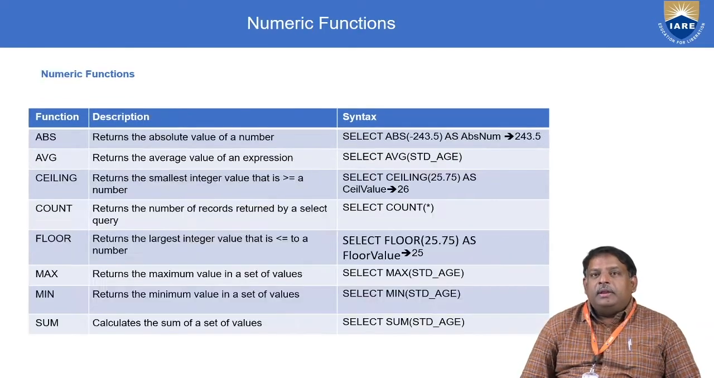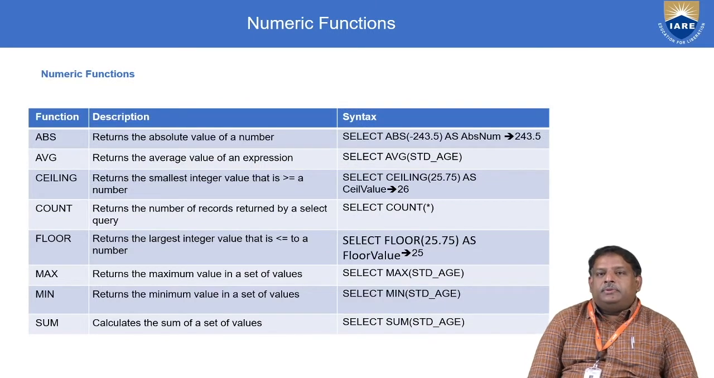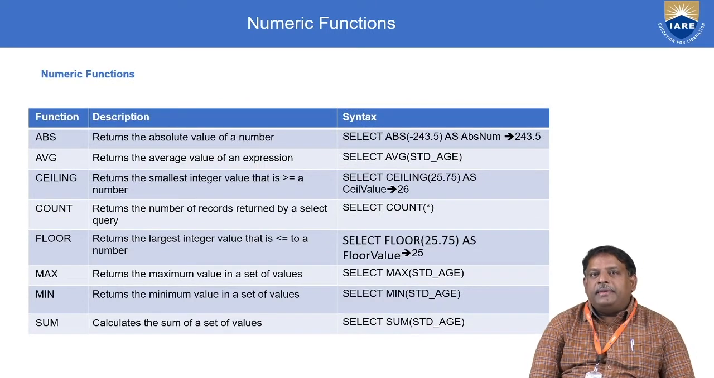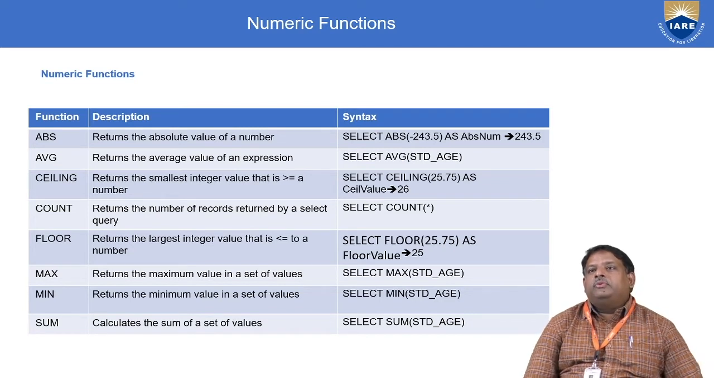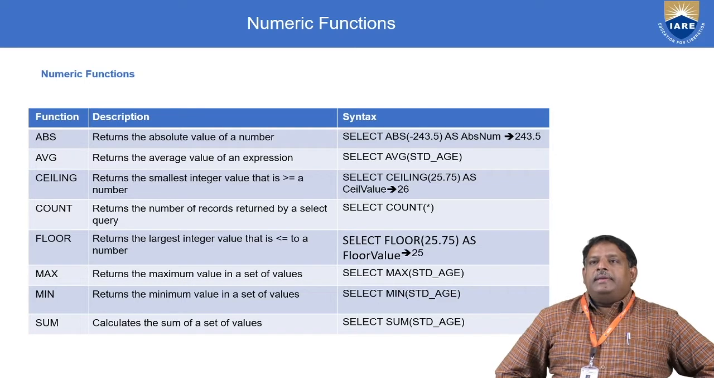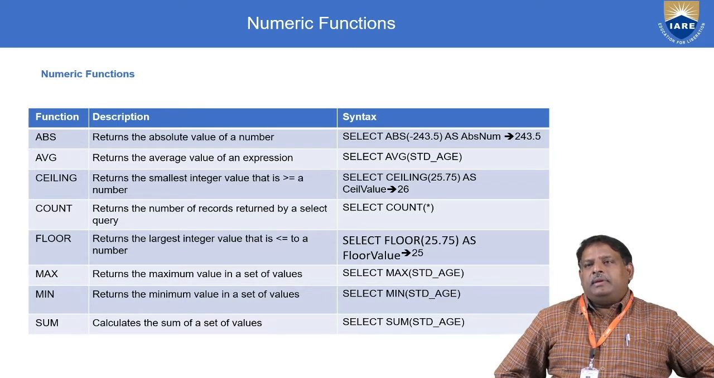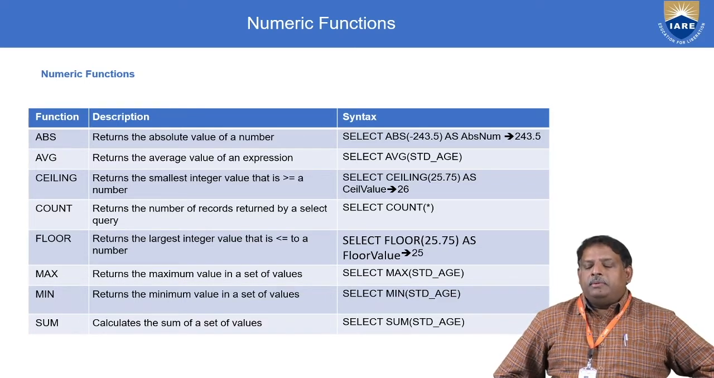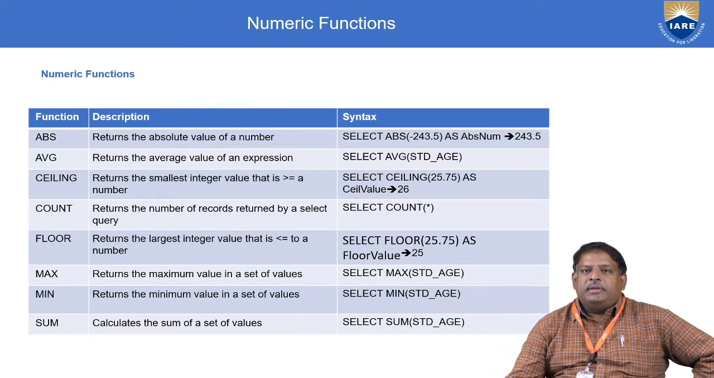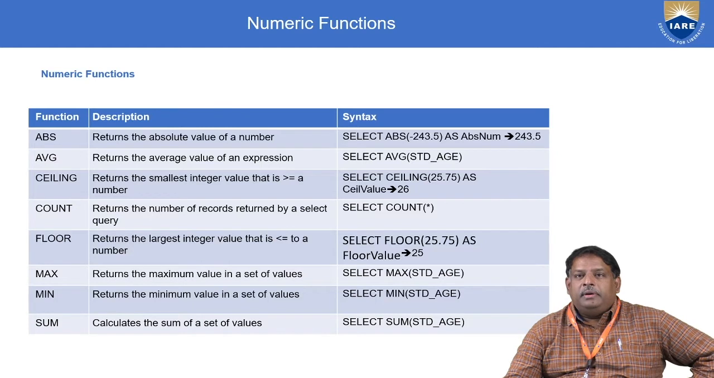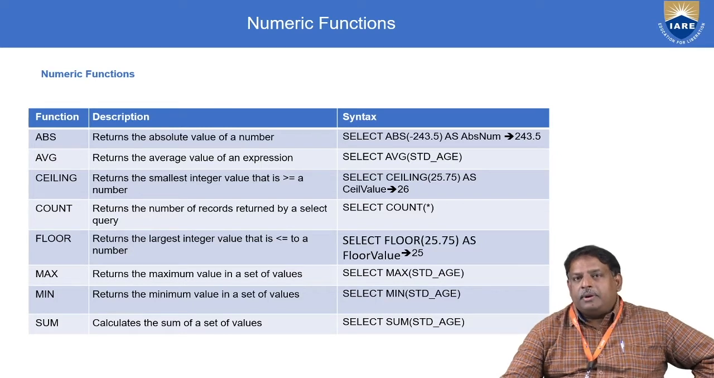Next, we'll see the numeric functions. ABS is short for absolute. It will return the absolute value of a number. So the syntax: select ABS of -243.5 as absolute number. It will give me a value of 243.5. The function is ABS. It gives the absolute value of a number.